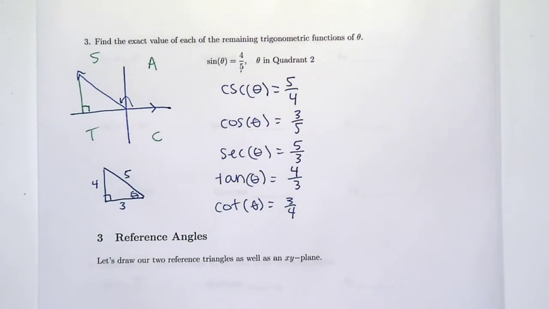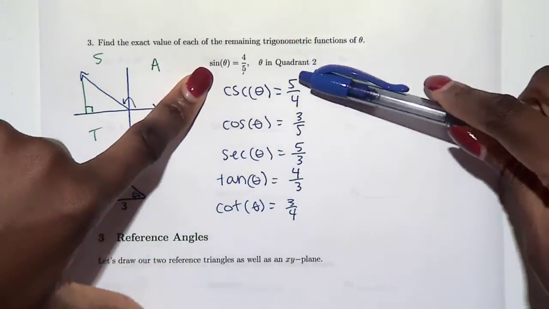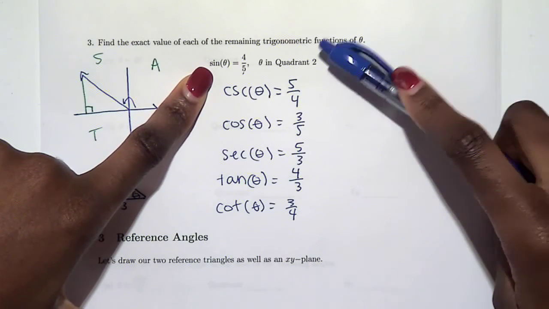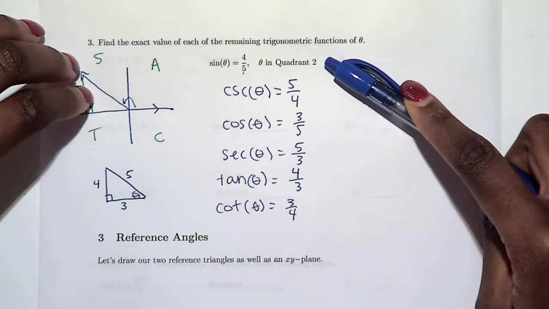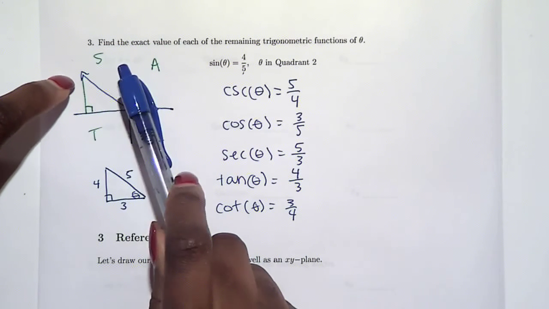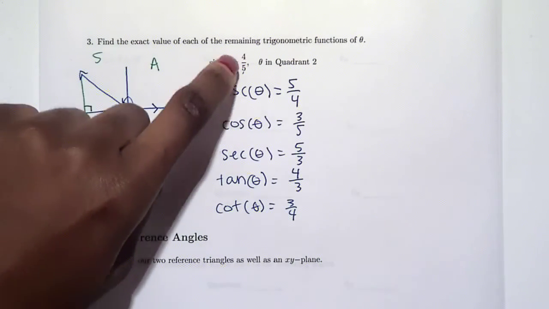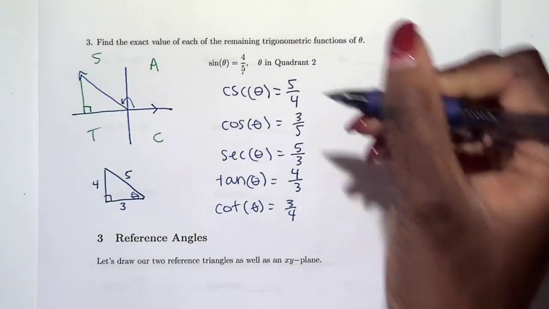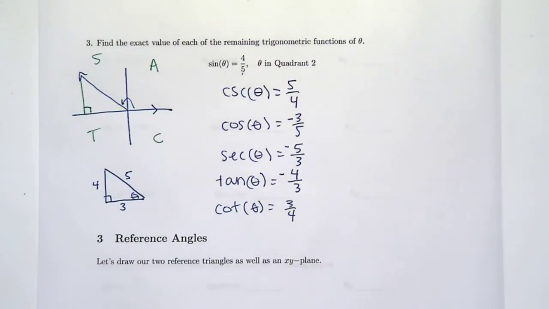All right, so we know the trig function values. Now we just have to determine if they're positive or negative. So sine of theta equals 4/5 gives us all of this. The quadrant tells us if it's positive or negative. So we're in quadrant 2 here. What do we know about quadrant 2? Only sine and cosecant are positive. Everything else is negative. So sine is positive, cosecant is positive. Cosine should be negative, secant should be negative, tangent should be negative, and cotangent should be negative.